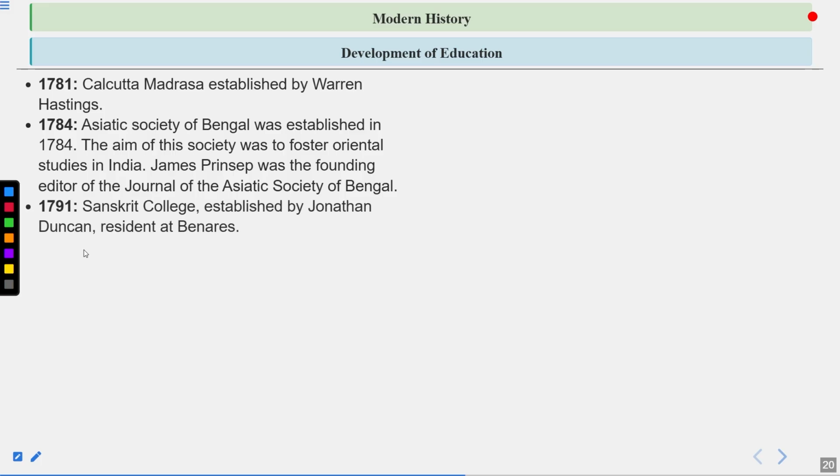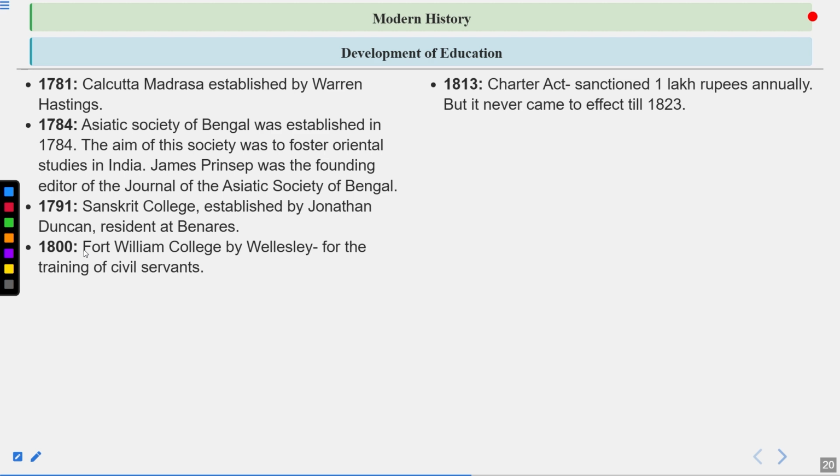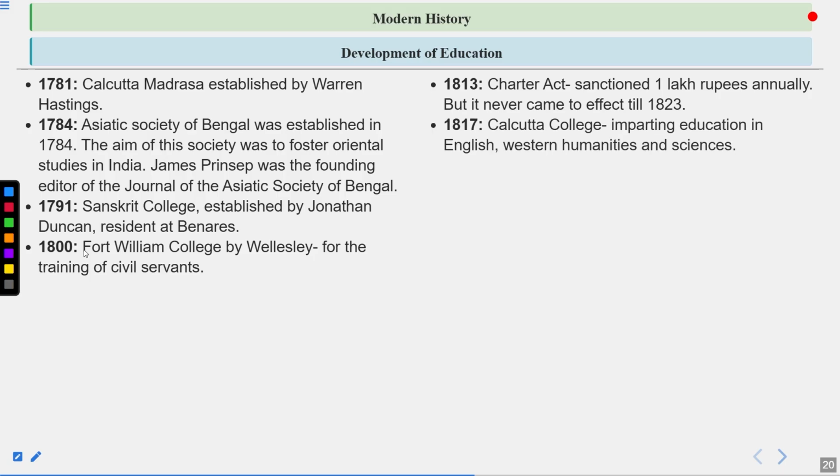1791, Sanskrit College established by Jonathan Duncan, resident at Banaras. 1800, Fort Williams College by Wellesley for the training of civil servants. That was Lord Wellesley. 1813, Charter Act sanctioned 1 lakh rupees annually, but it never came to effect till 1820. 1817, Calcutta College, imparting education in English, Western Humanities and Sciences.